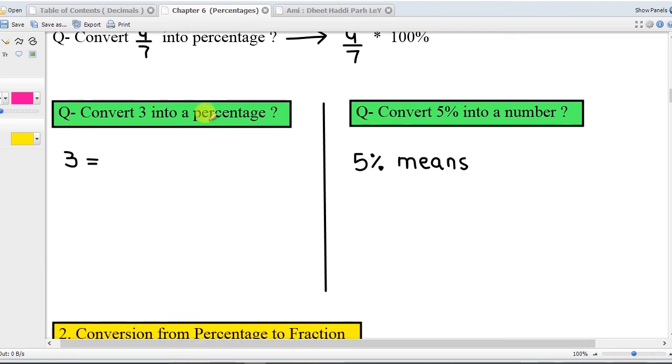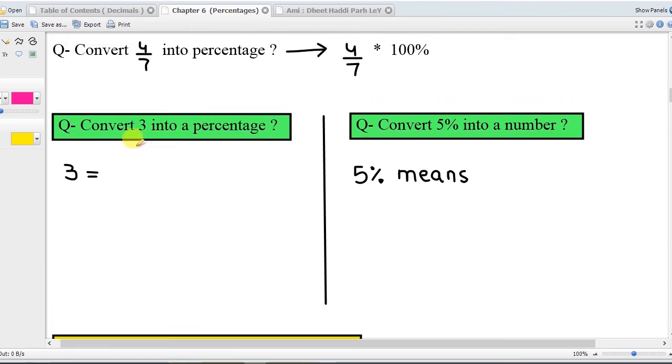Okay, convert 3 into a percentage. When we convert this 3 into a percentage, I simply multiply 3 by 100%. Now solve it. The value we are getting here is 300, and always put the sign with it, right? Don't forget to put the percentage sign. So this is 300%.